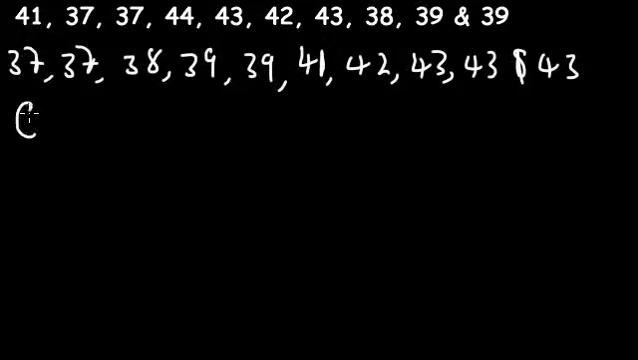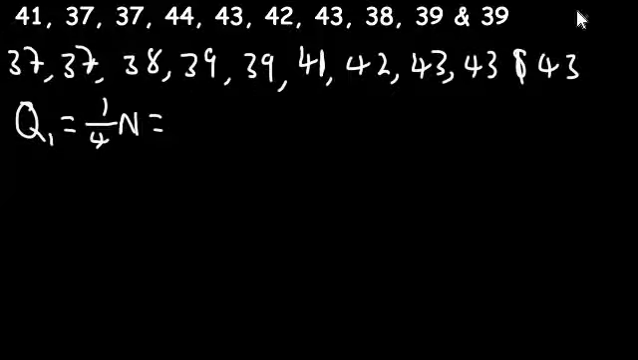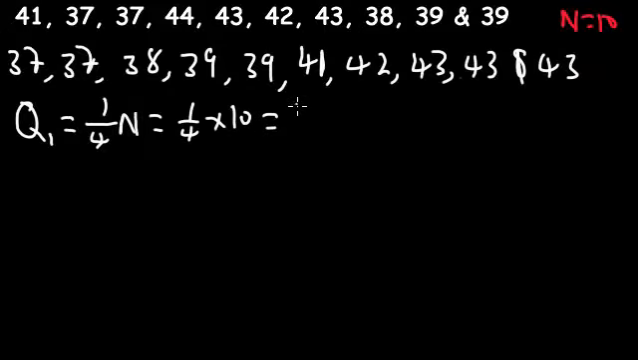So now we can proceed to finding Q1. Q1 is 1/4 of n. What exactly is n in this case? We have 2, 4, 6, 8, and 10. 10 distributions in number. So therefore, we're going to have 1/4 of 10, which is simply the same as 5 over 2, and 5 over 2 is 2.5.